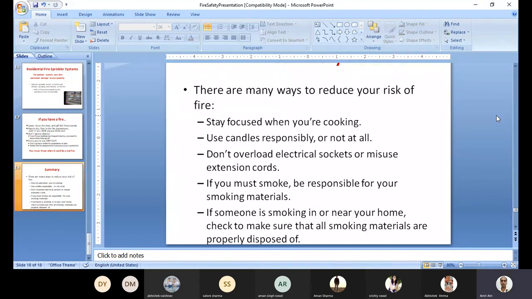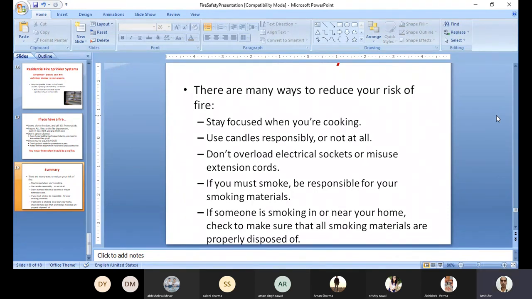From the electrical point of view, don't allow overloading. Overloading is the main cause of overheating, and overheating is the main cause of fire. Improper placing of cables and cords should be avoided. There should always be proper placing and proper space for the cables and cords.